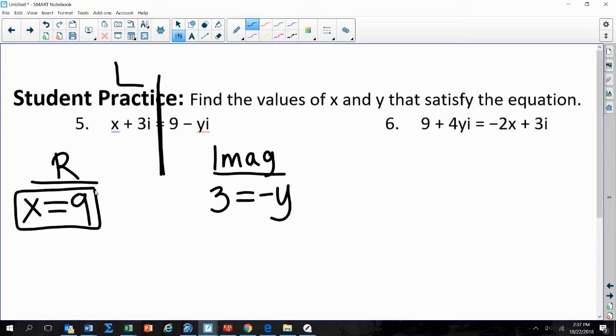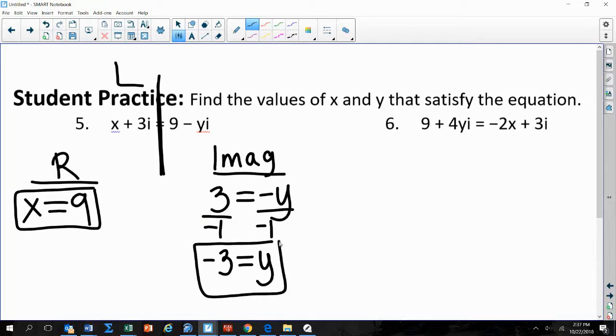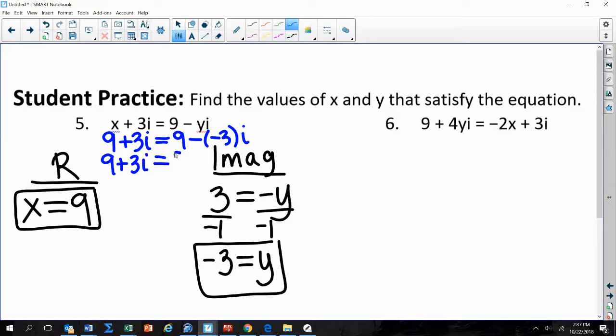And then how would I get y by itself? Divide both sides by negative 1. Then we get that y is negative 3. So once I get my solutions, I like to check my work. If I were to plug in these values, what would I get? This would be 9 plus 3i, because x was 9, equals 9 minus, and what was y? Negative 3. Does that make a true statement? 9 plus 3i equals 9 plus 3i. That's true. It's balanced. See how that works?